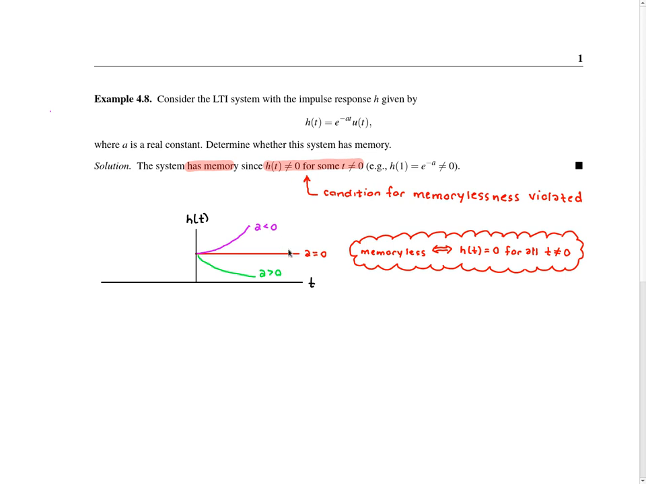But you'll notice no matter which of these three cases applies, this condition for memorylessness is violated. Because for the system to be memoryless, the only place where h can be non-zero is at the origin, right here where I'm pointing. It can't be non-zero everywhere out here. But obviously, no matter how we choose a, it's non-zero for many, many places, actually an infinite number of places other than the origin. So this condition here is violated. Therefore, the system is not memoryless, or equivalently, it has memory.